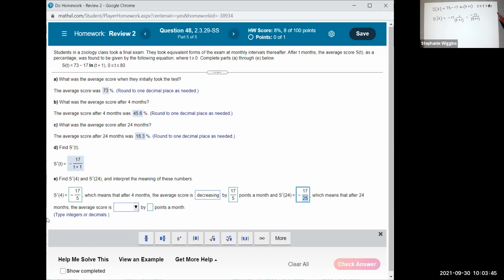And it means after 24 months, the average score is decreasing again because it's still negative, but this time it's decreasing by 17 over 25, that amount, a month.